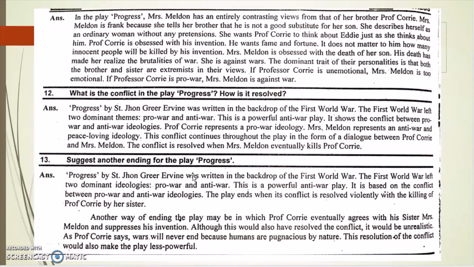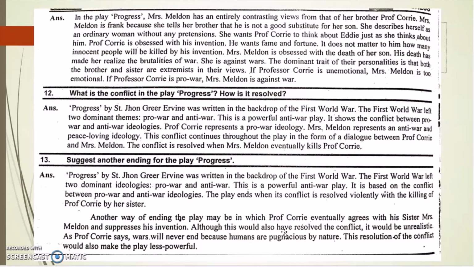Suggest another ending. What could it end otherwise? If Mrs. Melton had not killed her brother, what would have happened? Progress by St. John Greer Ervine was written in the backdrop of World War I. The First World War left two dominant ideologies, pro-war and anti-war. Another ending of the play may be in which Professor Corey eventually agrees with his sister. It could also have been that he would agree with Mrs. Melton and suppress his invention.